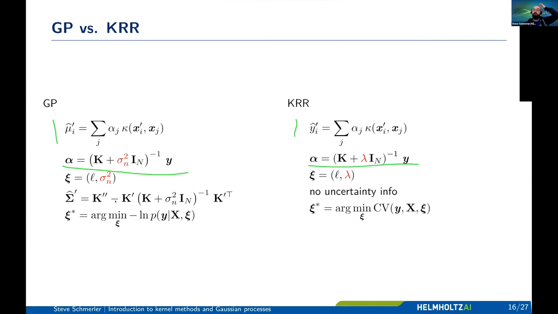And we have this second hyperparameter, which in the Gaussian process is the assumed noise. And in kernel ridge regression, you call it a regularization parameter, but what you see here is that the effect is exactly the same on the weights, which means that assuming noise in your data is the same as applying regularization in a non-Bayesian setting.